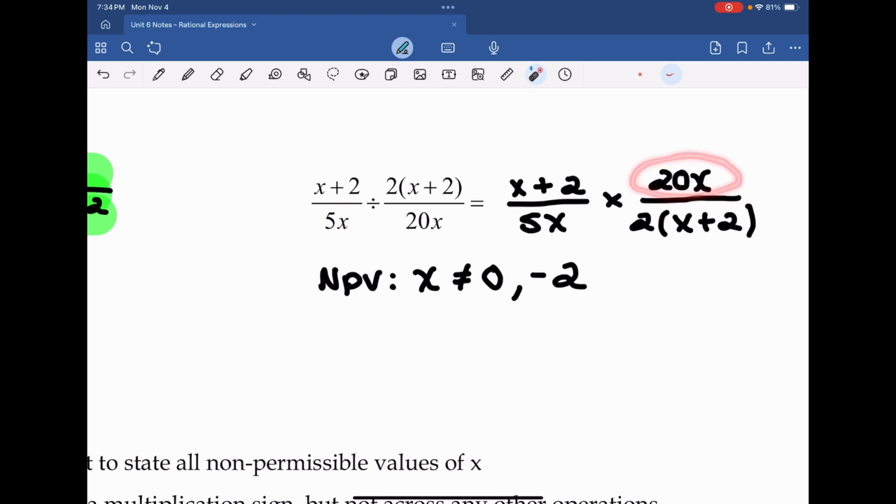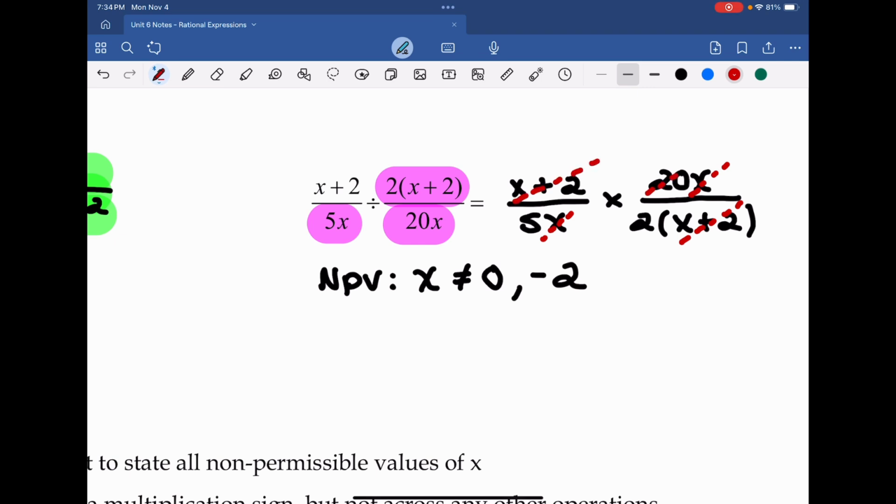Also, if x was 0, it would wipe out this term, which would then wipe out this denominator. So we want to almost highlight this, and I recommend you do this. Highlight these three terms because these three are what we use to consider our NPVs. Now what we're going to do is cancel some terms. So we're going to cancel out our x and our x. We're going to cancel out our x plus 2 and our x plus 2.